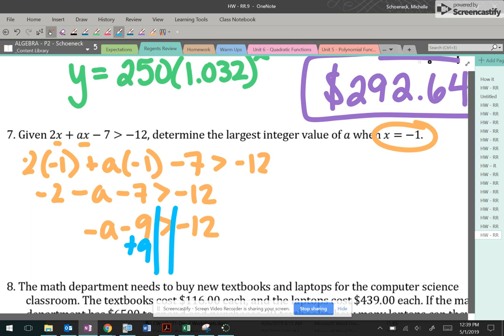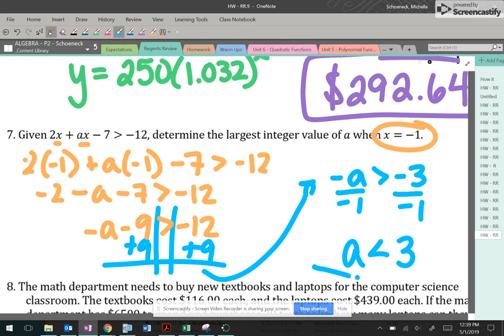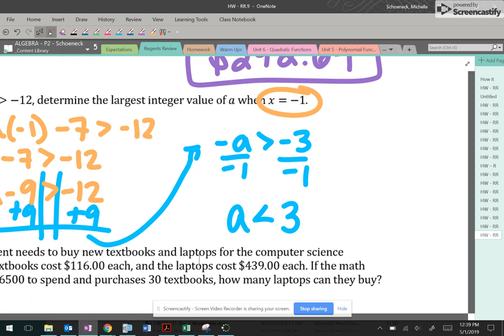And then I have to solve this like an equation. So I'm going to add 9 on both sides, which leaves me with negative a is greater than negative 3, and then divide by negative 1. Now remember, when I divide by negative 1, I switch the sign. But we want to determine the largest integer value. So what's the first number that could work in this? We can't have anything less than 3, including 3. So the next highest number, integer, is 4.